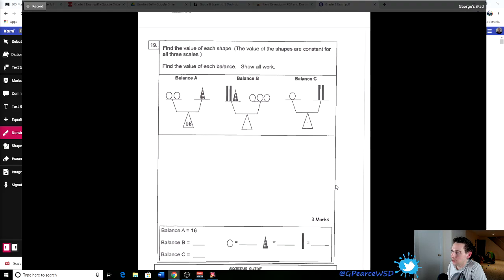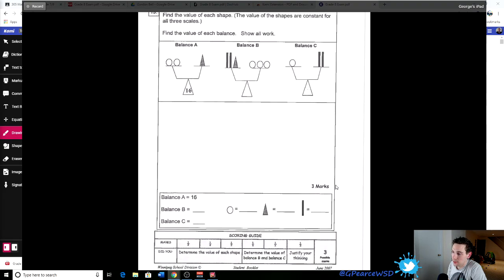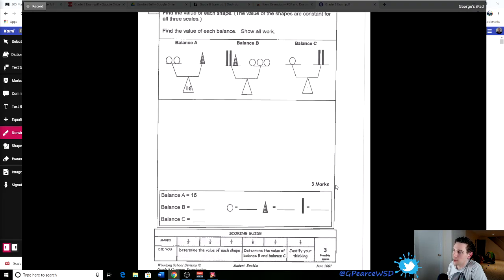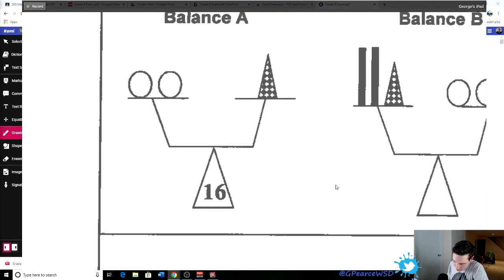Wow, okay. Balance puzzles. So find the value of each shape. The values of the shapes are constants. A is 16. So if you remember these, we did them earlier. Immediately you have to break them into parts, because they're a balance. So for this one, you know that the weight here is 8 in total and 8 in total. So this has to be 8, and these are both going to be 4.